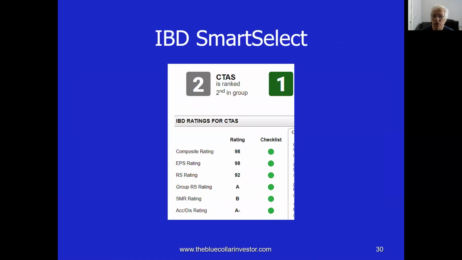Here's a look at the Smart Select screen. And by the way, IBD is a paid service. It's a very good one. But if you're a member of the Blue Collar Investor, you won't need it because we'll do the screening for you.